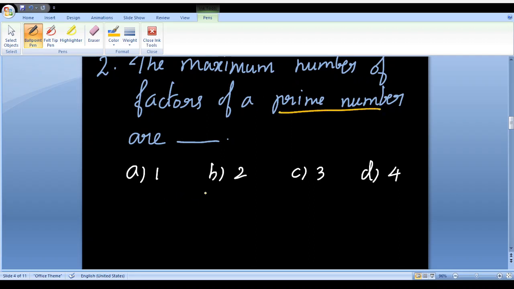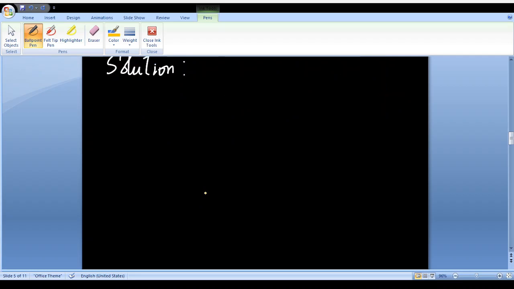To solve this, we'll take a prime number. I'm going to take the prime number 3. So what are the factors of 3? If you take 3 in the third table, we are getting 1 time. So 3 can be written as 1 into 3 alone, right? Or we can write it as 3 into 1. So how many factors are there for 3? Just 2 factors are there for 3, right?